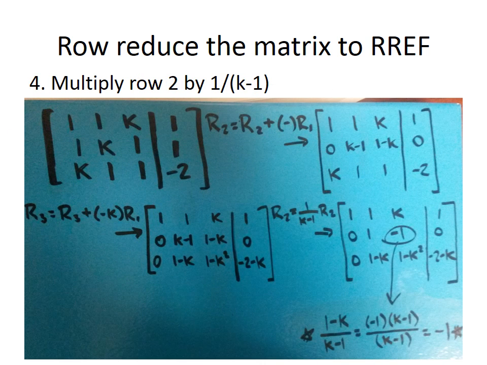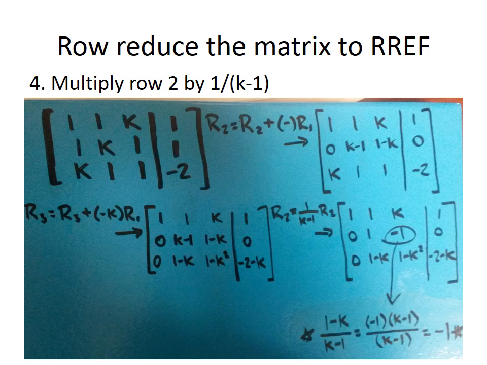So the next step is to create a leading 1 in column 2. The leading 1s need to be below and to the right of the previous leading 1. So we're going to put it in the row 2, column 2 position. So to do this, we need to multiply row 2 by 1 over k minus 1. That way we'll get a 1 in that position.